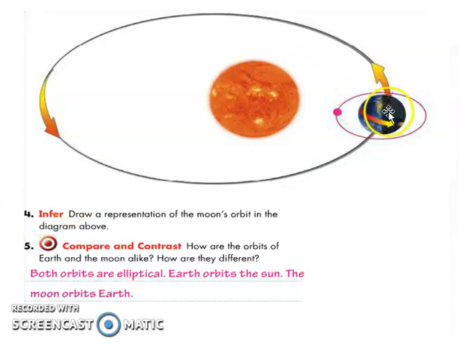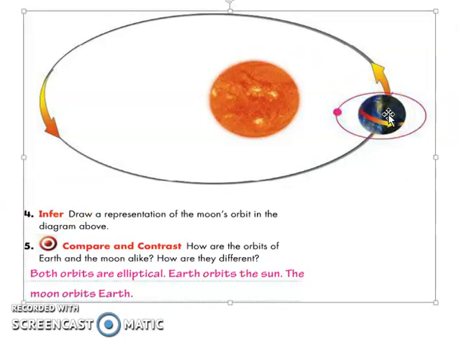So try to look at this one. Here is the Earth, revolving around the sun. We call it revolution. One revolution is when the Earth finishes one entire elliptical orbit. When it finishes, we call it 1 year or 365 days.